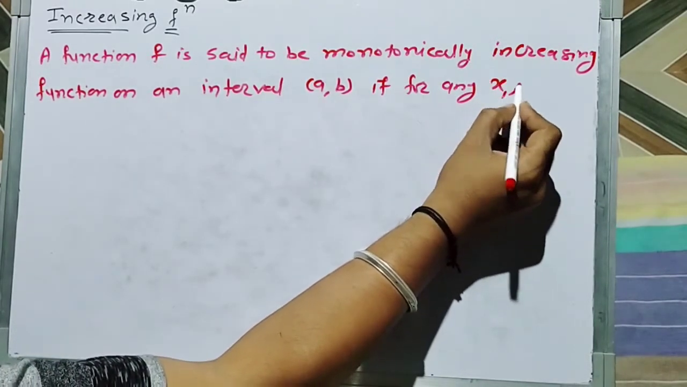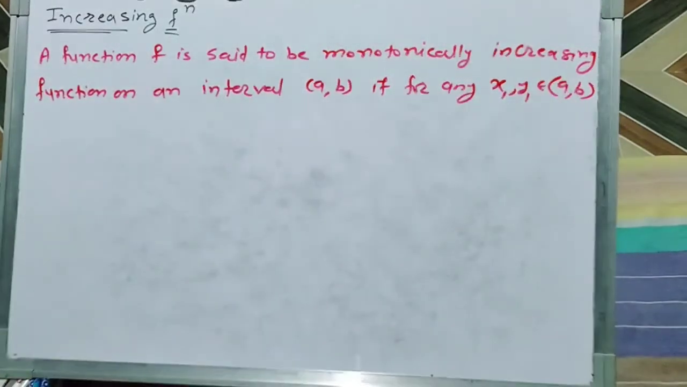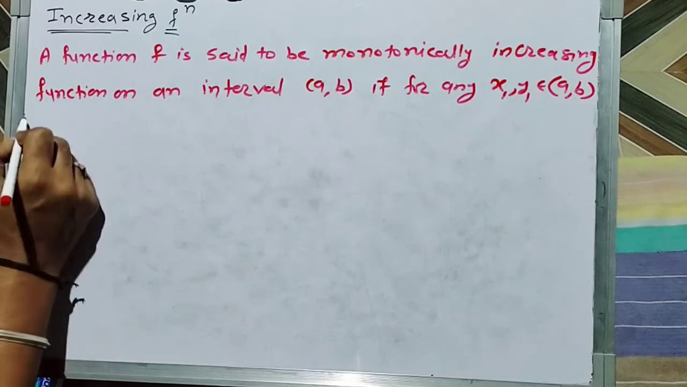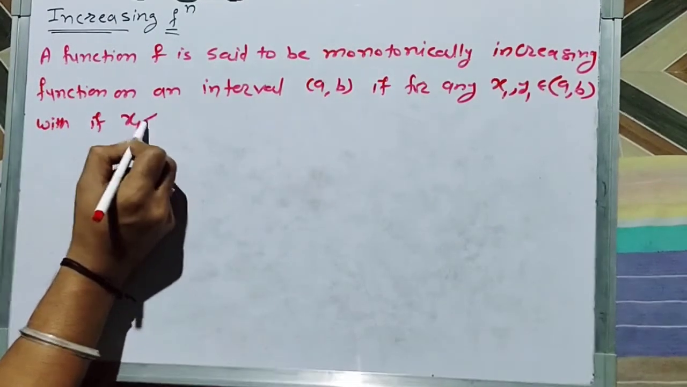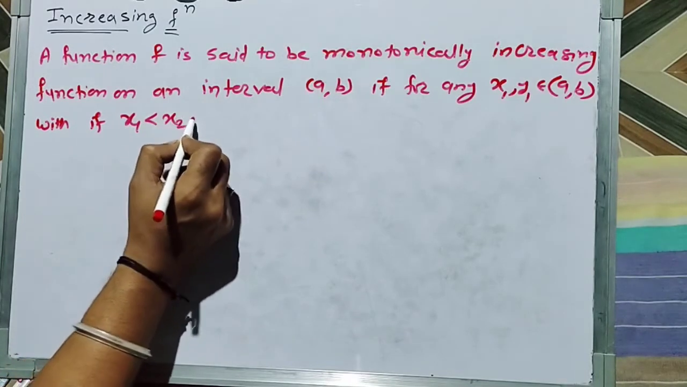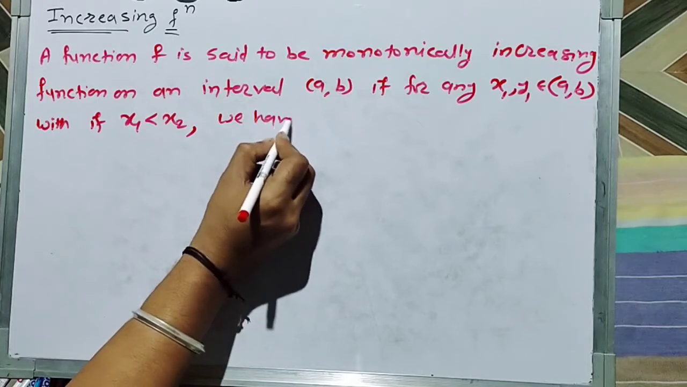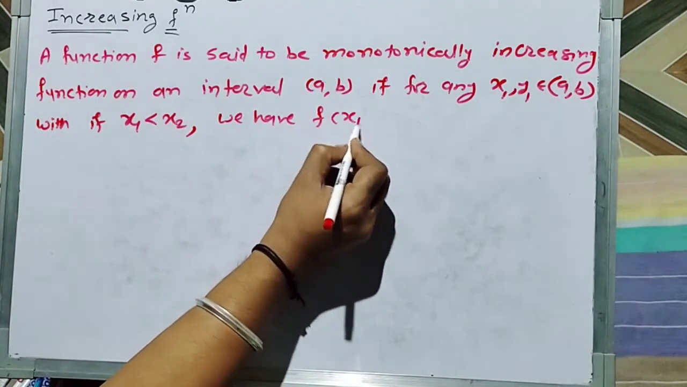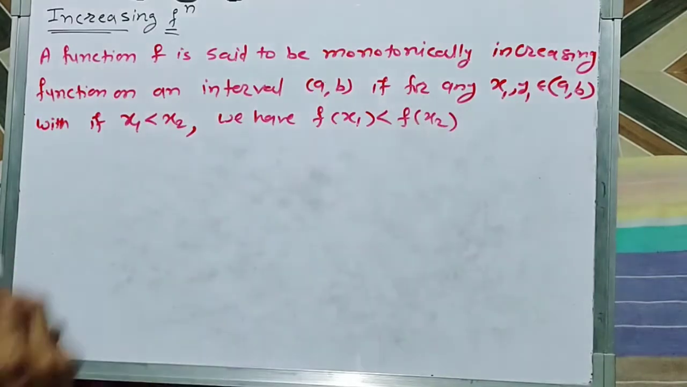x1, x2 belongs to open interval AB, if x1 is less than x2, we have f of x1 is less than f of x2.